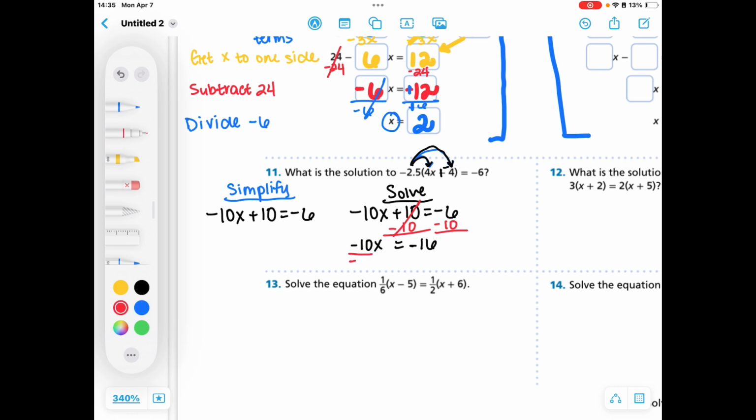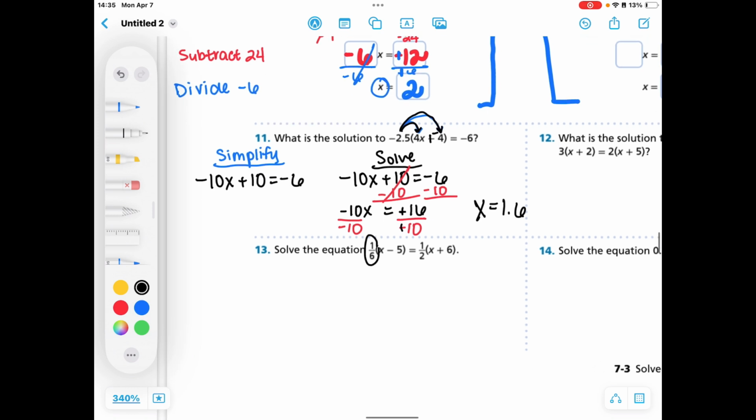We would then need to divide by a negative 10 on each side, giving us x equals a positive, it looks like 1.6 or 8 over 5. But you can do that however you want. I'm going to do it as 1.6 since it started off as a decimal. But just notice it will be positive because a negative over a negative turns into a positive value.